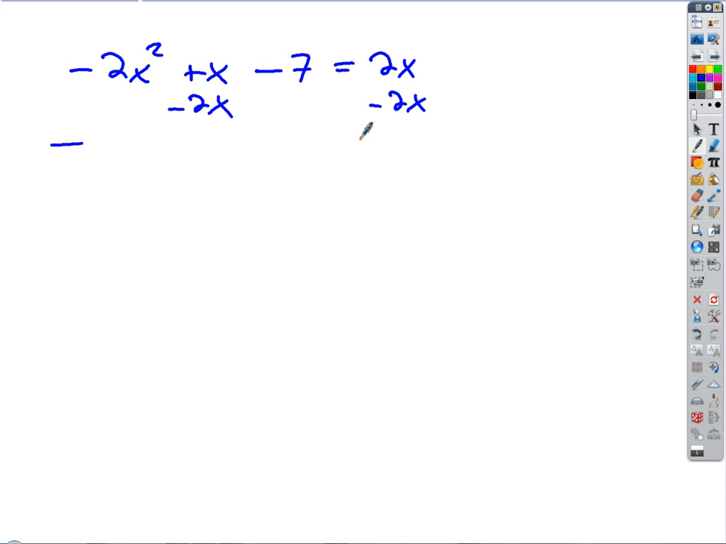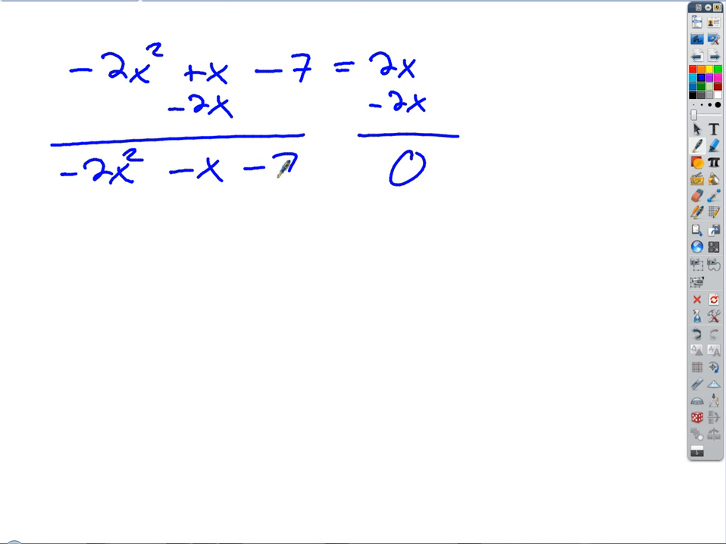Okay, and the reason we're doing that is so we can get a 0 over there, right? Then we end up with negative 2x squared minus x minus 7, okay? Is that okay? Seems fine. There is a problem with this, though. You don't want a to be negative. When you're using the quadratic formula and using a negative a, it's really easy to make mistakes, okay? So you always want to make a positive.